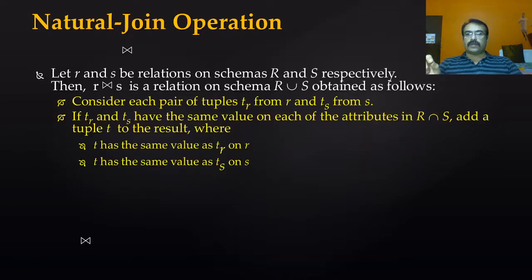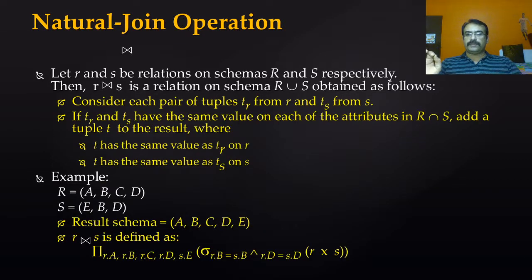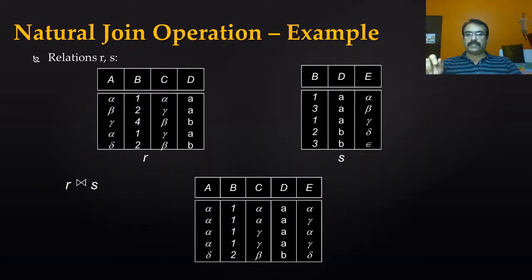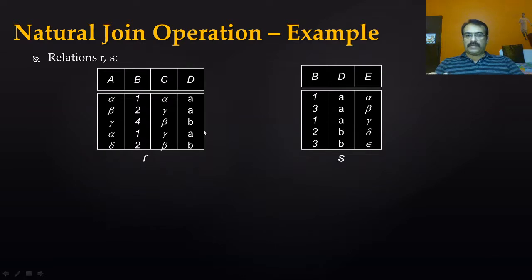Then now we will go for some formal definition. Before going for the formal definition, I'll show you one more example. That was the example considered with real-time values. Now we have R and we have S. A, B, C, D are the attributes of R, and B, D, E are the attributes of S. Now here we have two elements in common.